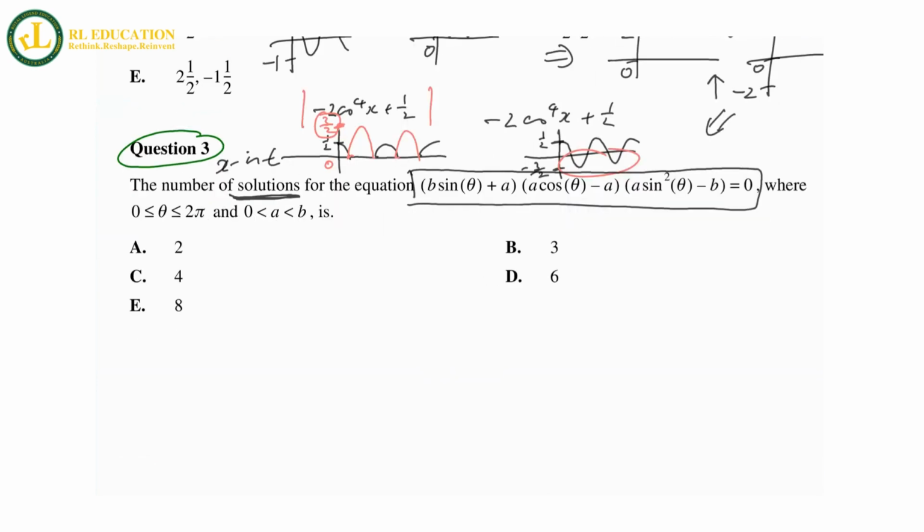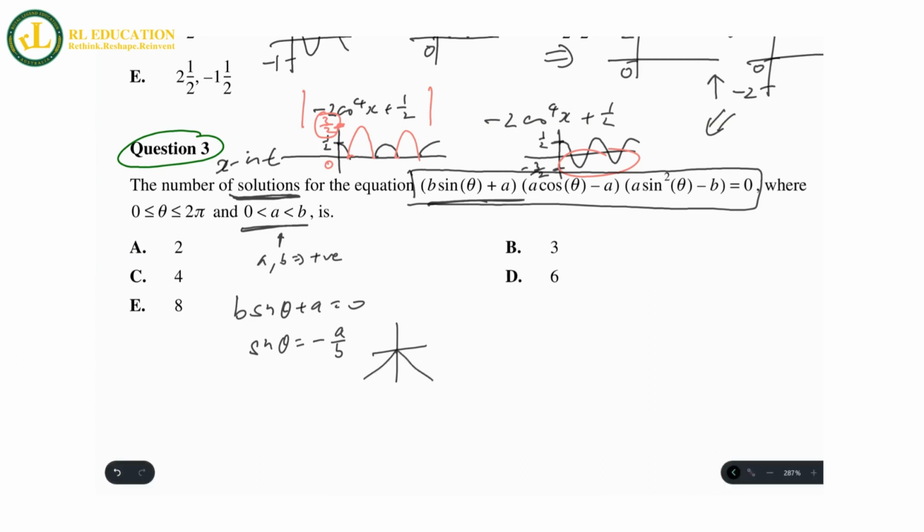Now factor law. First bracket, b sine theta plus a equals 0. I use 3 different colors to do it for you. So this one, rearrange. Which means sine theta equals minus a over b. Looking at this, a and b are both positive. So if a and b are positive, negative for this one is these two quadrants. So looking at the domain 0 to 2 pi, you got 2 answers in here.